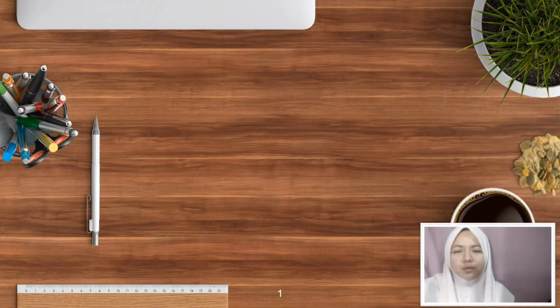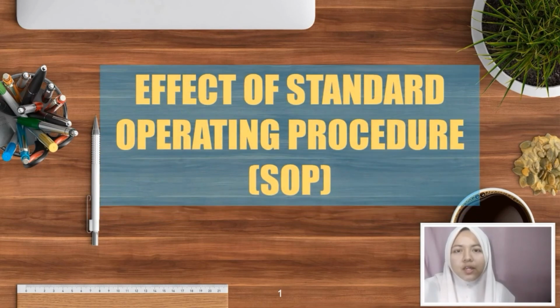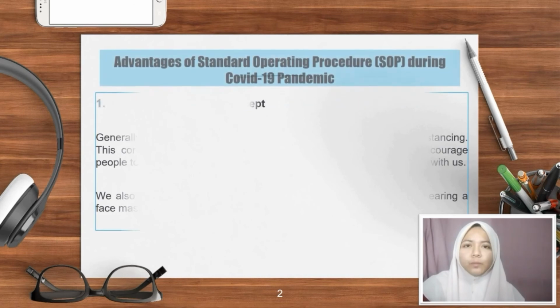My name is Nurul Sabah binti Zaini and my matric number is 1172030. I will present about the effects of Standard Operating Procedure SOP. Advantages of Standard Operating Procedure SOP.